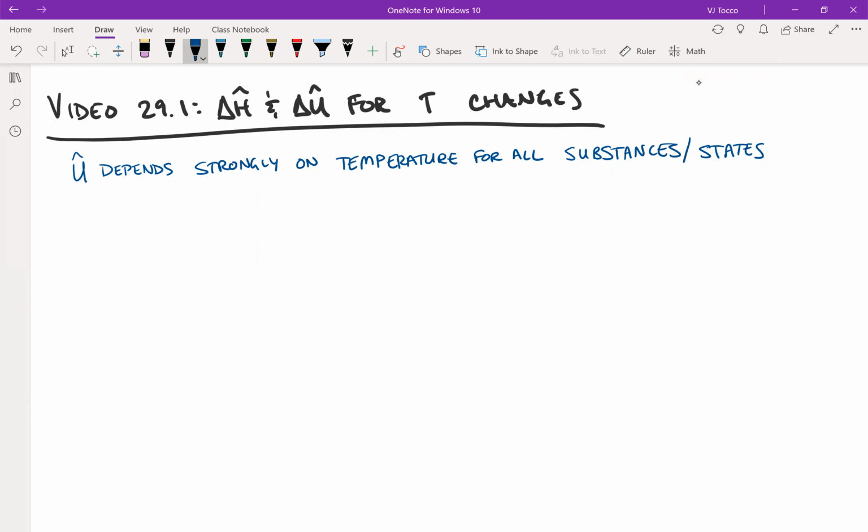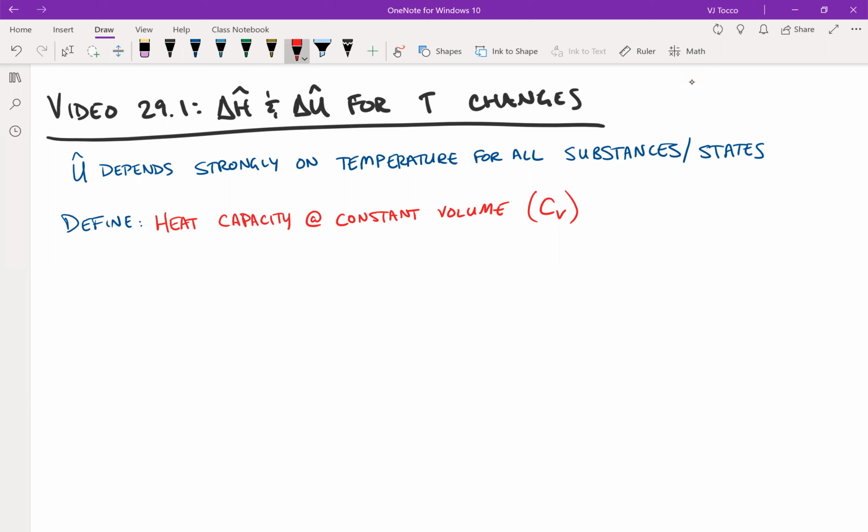So the quantity of specific internal energy is going to depend very strongly on temperature for all substances and all states of matter. So if temperature is changing, it is very uncommon that you're going to have zero for your delta H or delta U. So in order to look at this more analytically, we need to borrow a term that you'll learn much more about in your future thermodynamics class. You may have already learned about this term in your chemistry class.